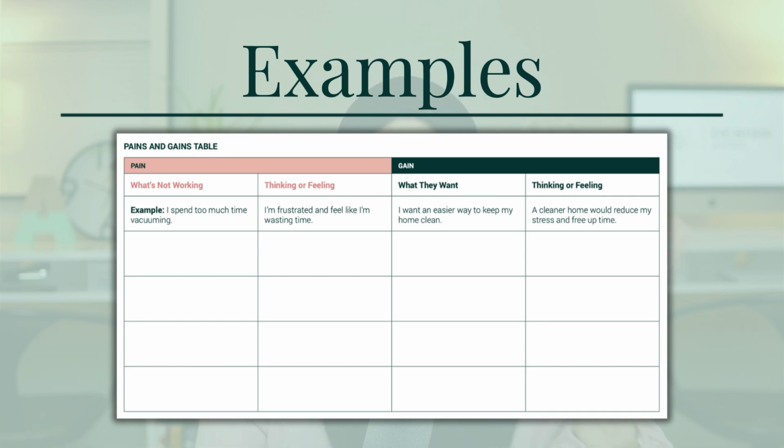The third column is what they want, right? Probably a hassle-free way to keep my house clean without sacrificing time for my family or my own well-being. That's what they want. And then on the fourth column, how do they make them feel? Their thinking and feeling will be, well, a cleaner home makes me feel happier and I feel more in control. I'm not choosing between career or family. I can get it all and do it all without the stress. And here you have it.